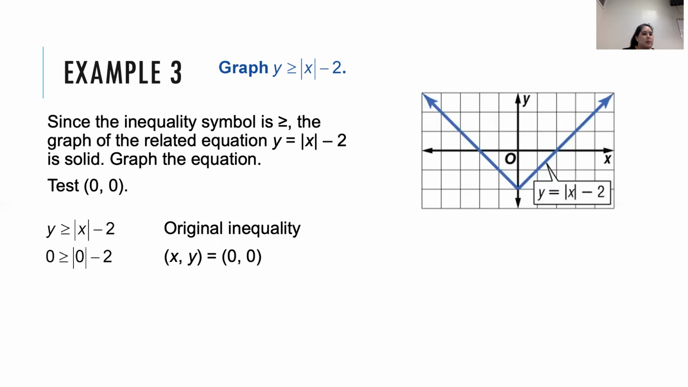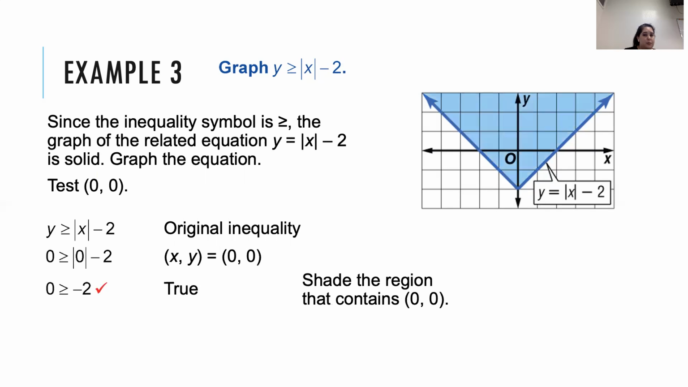So when we plug in (0, 0), we get 0 is greater than or equal to the absolute value of 0 minus 2. This is a true statement, so we are going to shade in the region that contains (0, 0).